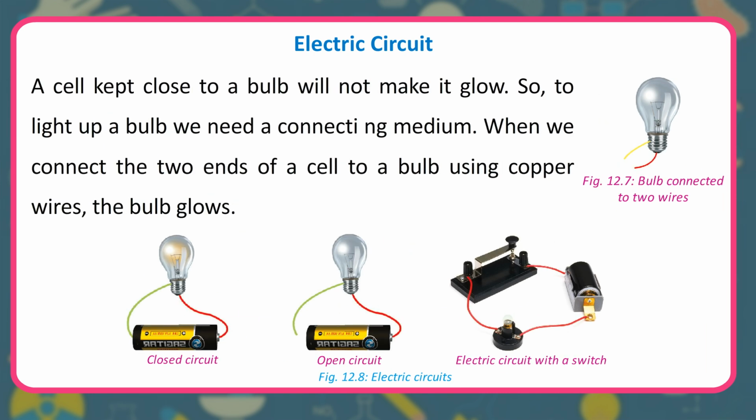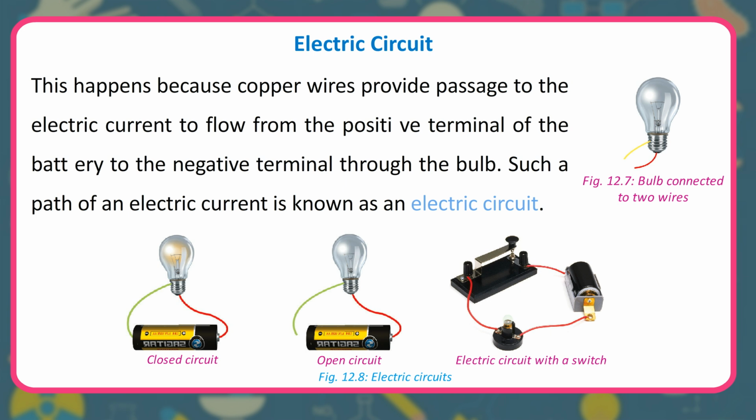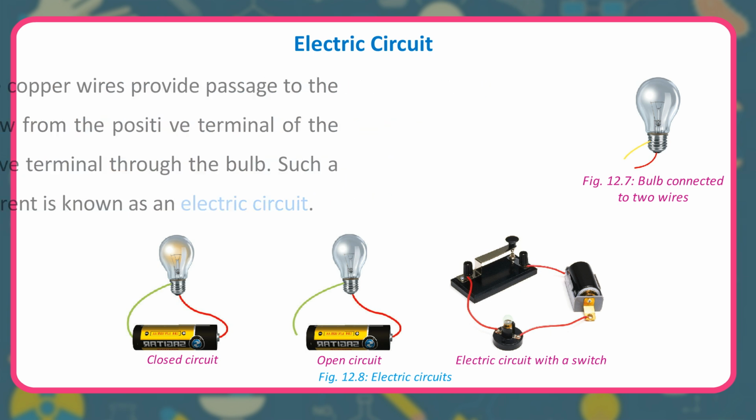A cell kept close to a bulb will not make it glow. So, to light up a bulb we need a connecting medium. When we connect the two ends of a cell to a bulb using copper wires, the bulb glows. This happens because copper wires provide passage to the electric current to flow from the positive terminal of the battery to the negative terminal through the bulb. Such a path of an electric current is known as an electric circuit.